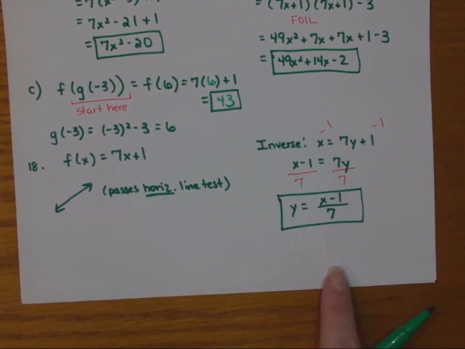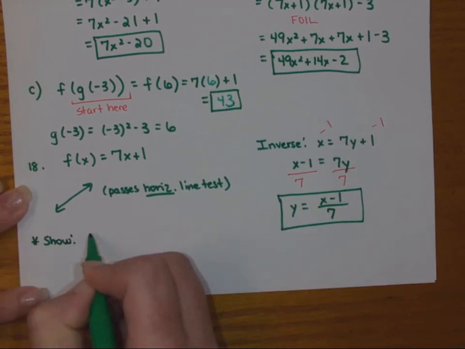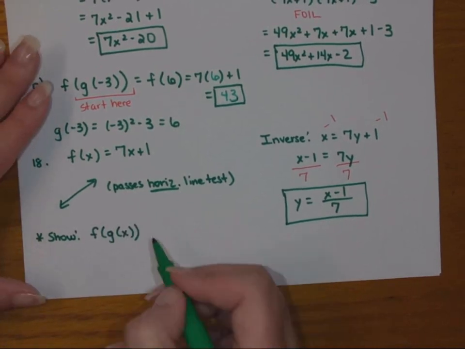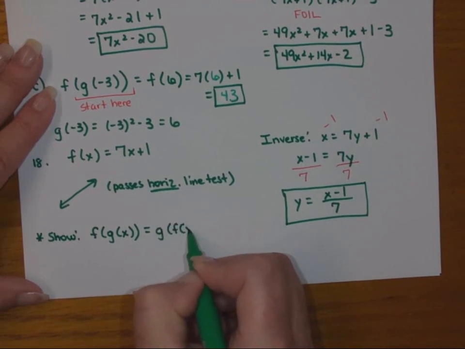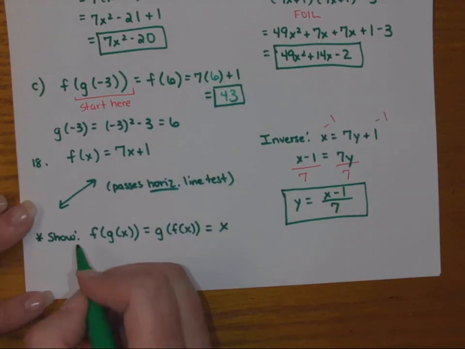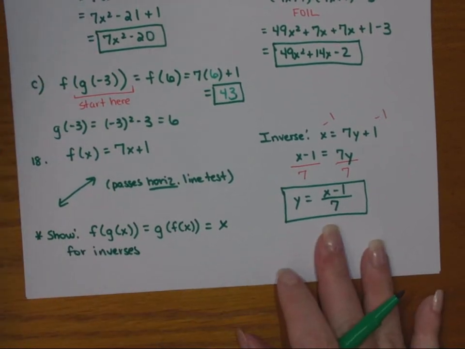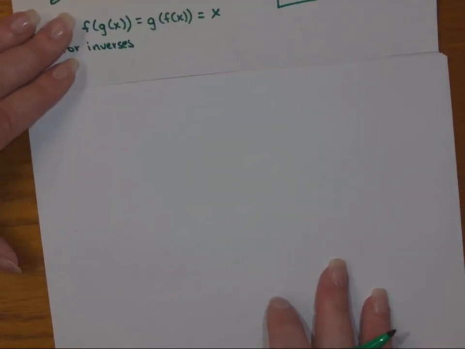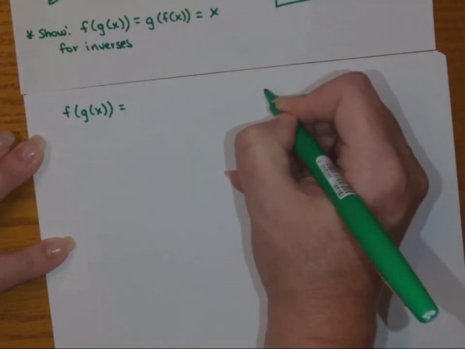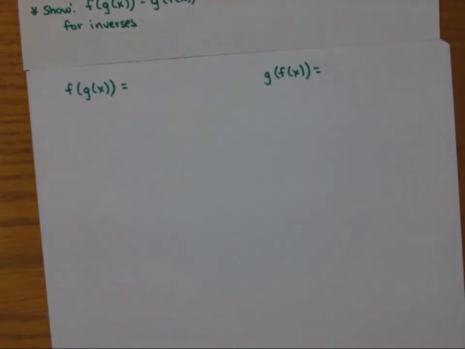So that's the answer, but then you're also supposed to show that it's the inverse using composition of functions. Remember, it hasn't been that long ago that we talked about composition of functions, but f of g of x and g of f of x are both supposed to equal each other and supposed to equal x for inverses. So let's show that real quick. So we need f of g of x, and then we also need g of f of x. We need to just verify that we actually get x in both cases.